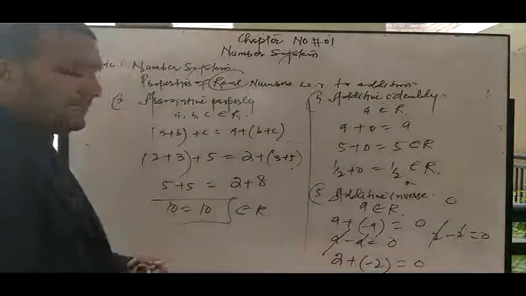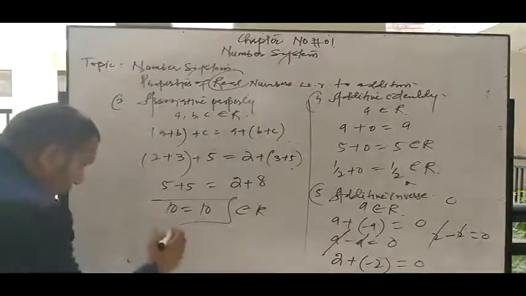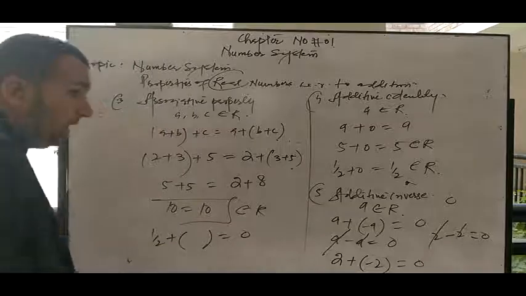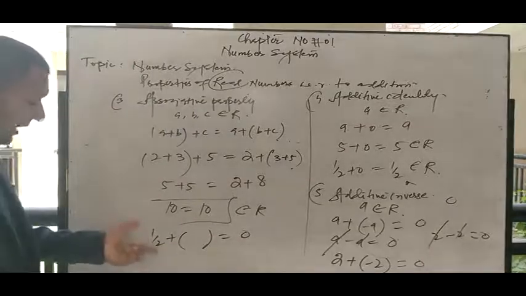Again we take the fractional values. Let's suppose 1 upon 2 plus bracket. In this condition we have a value of 1 upon 2.